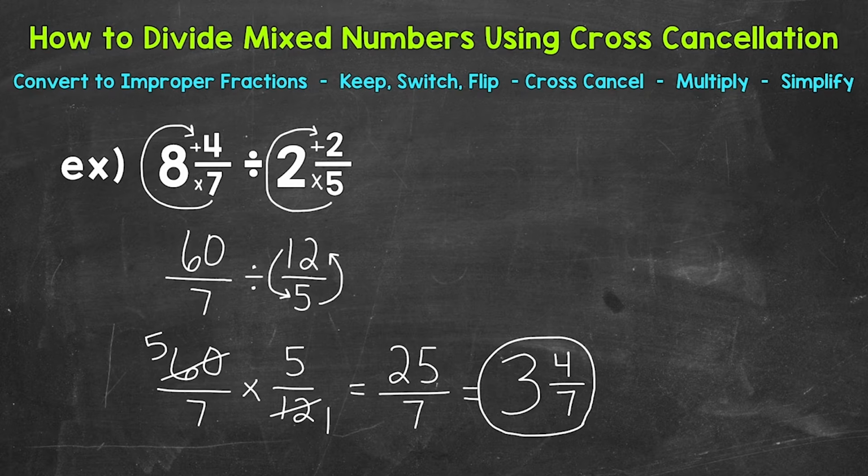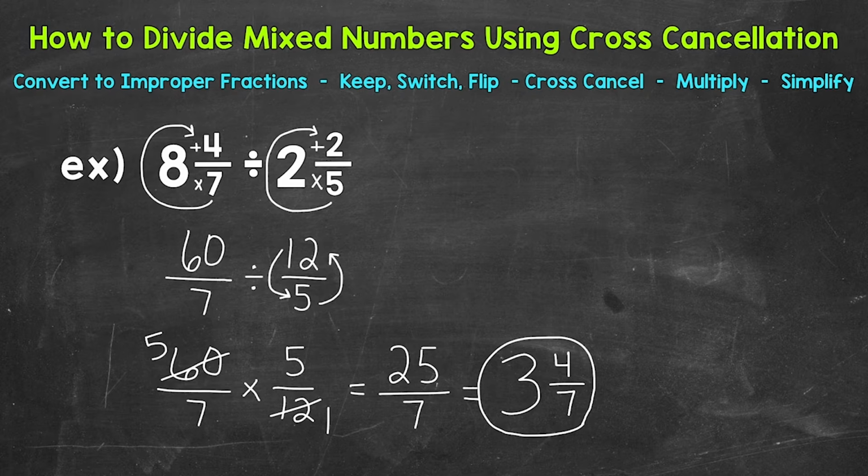And another thing I want to mention, cross-cancellation can't be used with every problem. We have to have common factors other than 1 between our numerators and denominators that we can divide by. If the only common factor is 1, then cross-cancellation cannot be used. So there's how to use cross-cancellation when dividing mixed numbers.